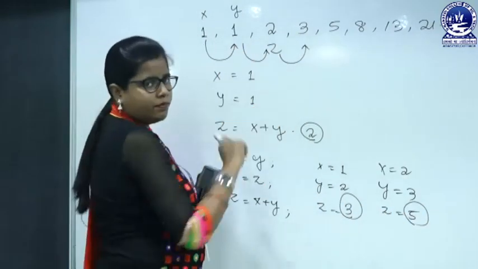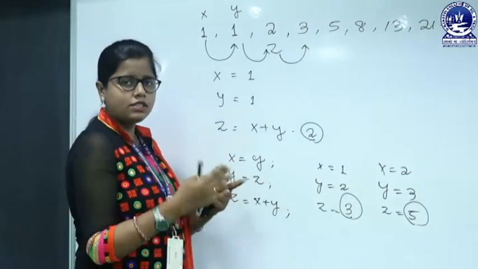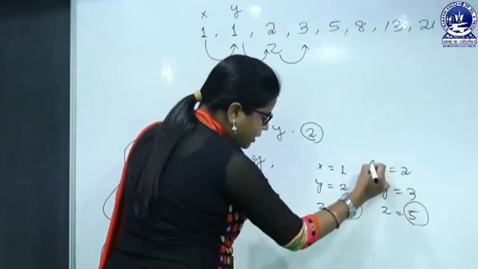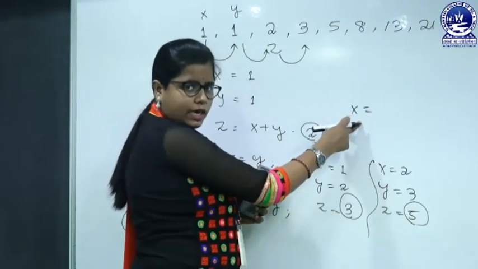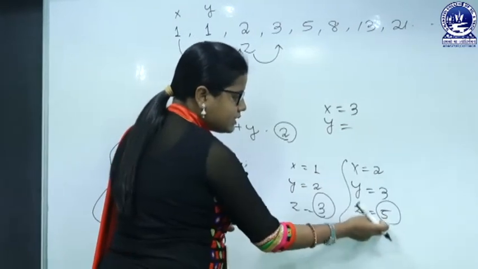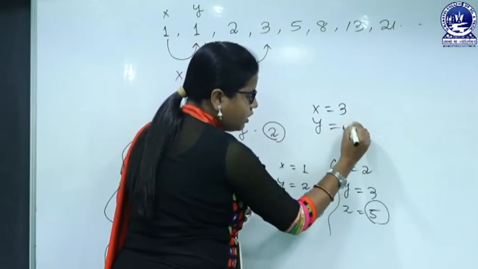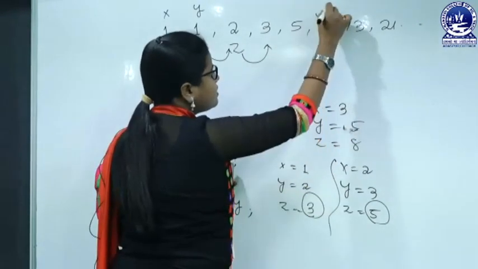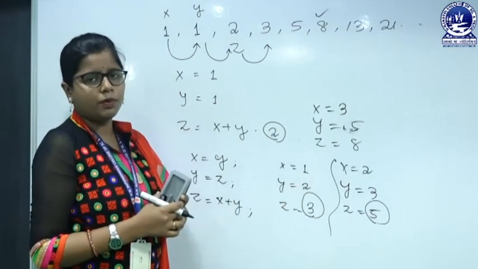2, 3, 5. Like that, if we move the y value into x and the z value into y, then what will we get? We will get the x value equals what? Now the y value will move to x. So 3 will move to x. What will the y value be? The z value will be moved to y. Then the y value is 5. Next g is 3 plus 5, that is 8. So like this we can find the nth term of the Fibonacci series.